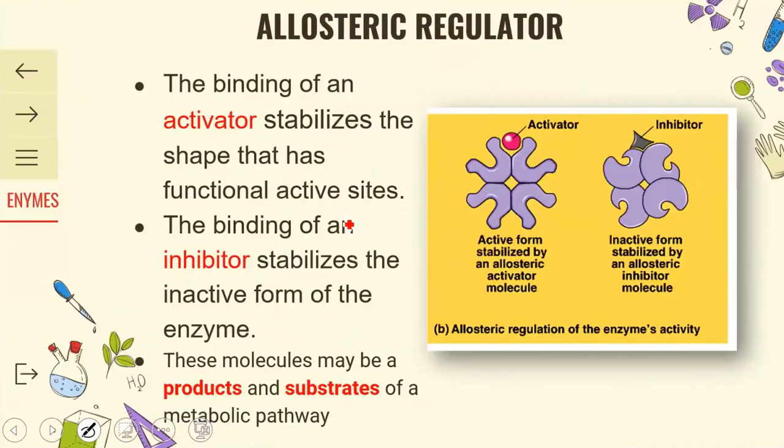Allosteric regulators are such as the allosteric activators and also the allosteric inhibitors. So the binding of the allosteric activator to the allosteric site of the allosteric enzyme will stabilize the active form of the allosteric enzyme, and then the inhibitor. Once the allosteric inhibitor binds to the allosteric site, it will stabilize the inactive form of the allosteric enzyme.